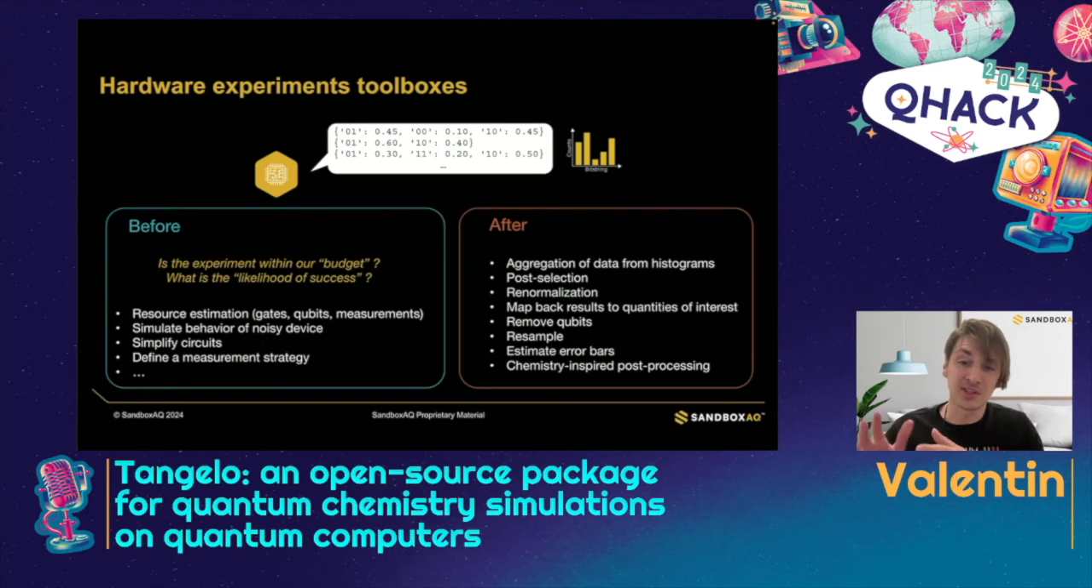Maybe you're going to have to post-select some of them to renormalize, to map back these quantities to something of interest. Maybe you're going to have to remove ancillary qubits from all these histograms. Maybe you're going to have to resample this histogram. Maybe you're going to have to estimate the error bars. What is the expectation value? What is the variance associated with your experiment? And in there, you're going to throw maybe some chemistry inspired post-processing, because you're doing chemistry, so maybe you have some insights about what you should be doing.